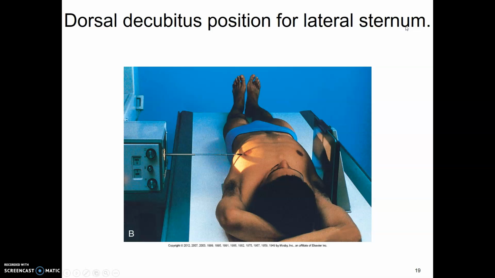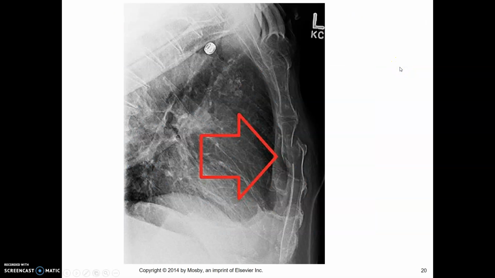or dorsal decubitus position. Would you ever have to do this? I'm guessing probably not, but just in case. And this is what a fracture looks like of the sternum. This is actually a healing fracture here.